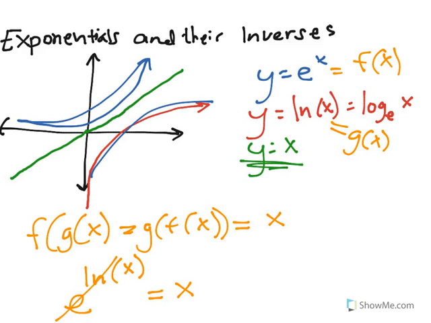This is because these cancel each other out. E to the natural log of x cancels out, and you end up with just whatever the log was doing, which is just x right here. This property also works the other way. So if we set natural log of e to the x, it will also equal x.